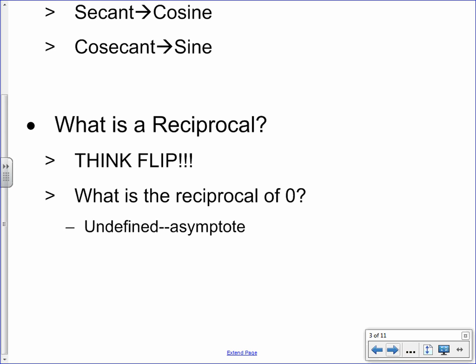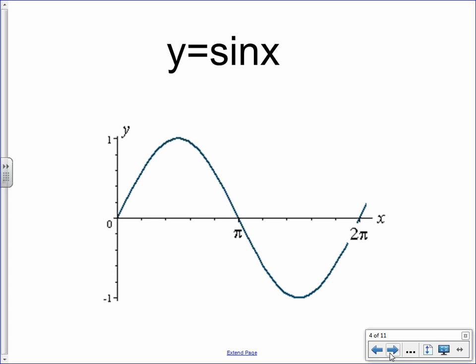Okay? So, are there places where secant and cosecant are undefined? Yes, there are. So secant and cosecant, they are going to have asymptotes in their graphs. Okay? So what we're going to do, we're going to take sine and cosine, and we are going to take the reciprocal to figure out what our parent graph looks like. So here we go. Here is the graph of y equals the sine of x. Sketch it very, very lightly.